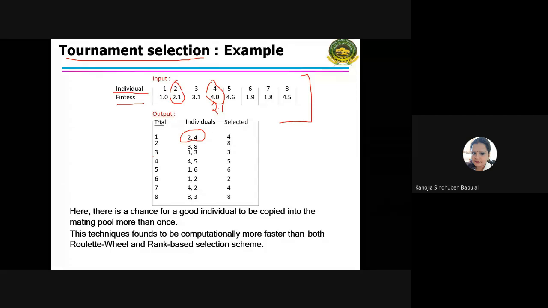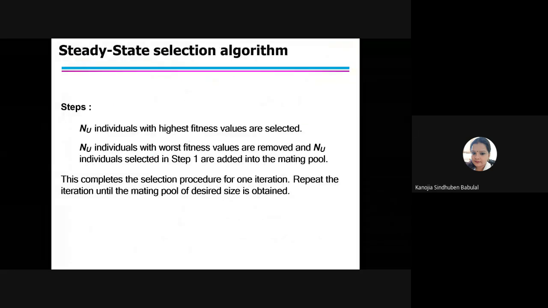Okay, so this is your tournament selection example. This technique is computationally faster than both roulette wheel and rank-based selection strategy. The next and last to be discussed for selection strategy is the steady state selection strategy. It is one of the simple strategies, but every time this algorithm may not work or may not take us to the best solution.